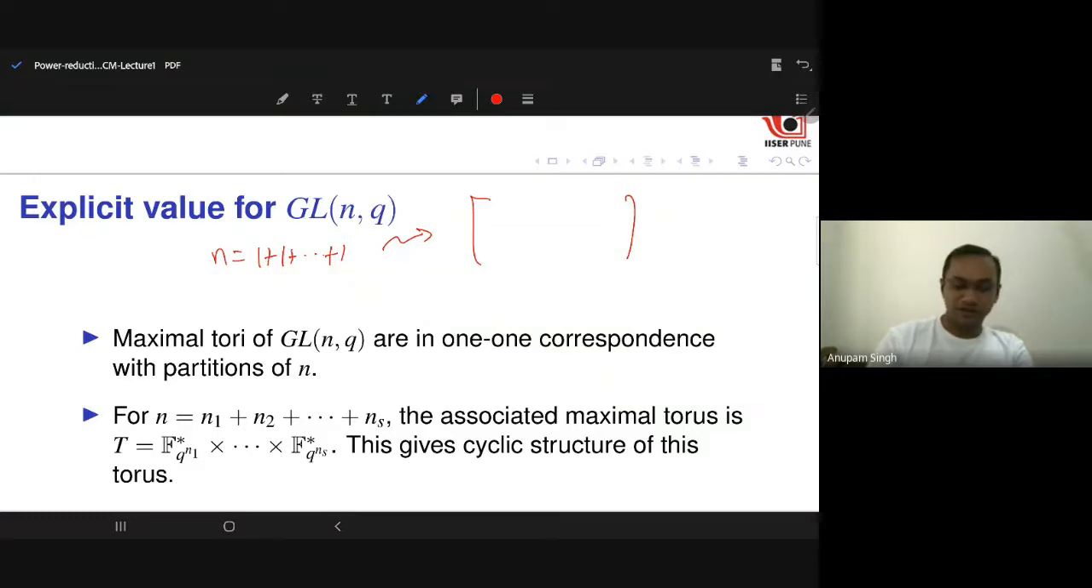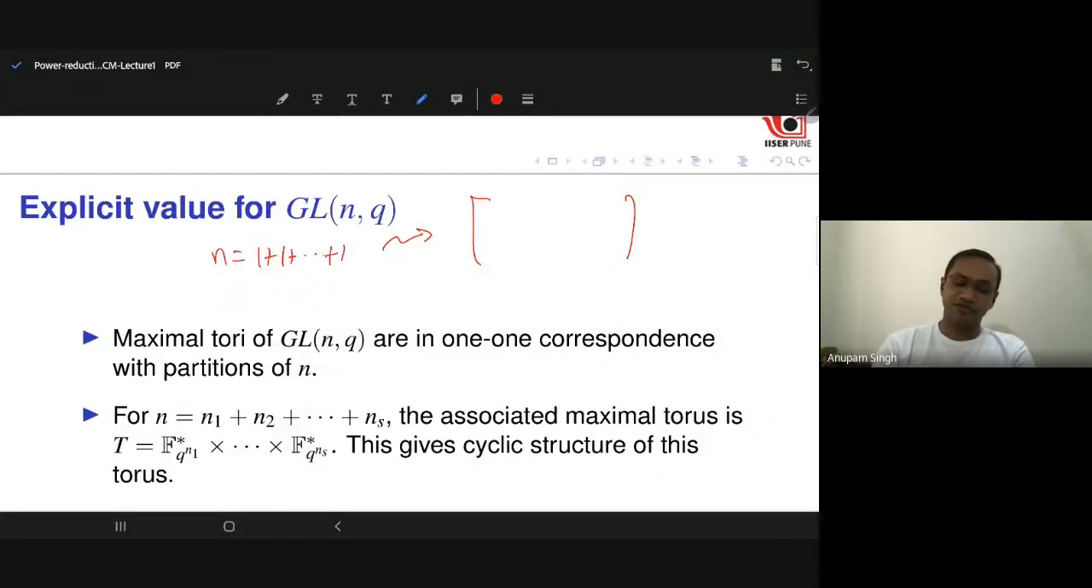I'm not giving you a proof, but I'm telling you as a fact, and this can be useful for you if you want to work with these groups. So it's good to get a working idea. This kind of classification of maximal tori is very well and explicitly written for all classical groups at various places. So let's just see how it looks for GLN.